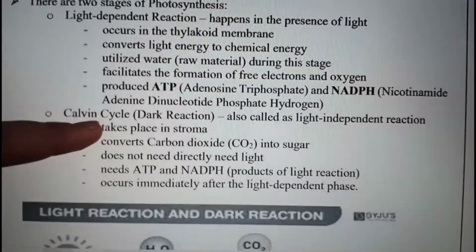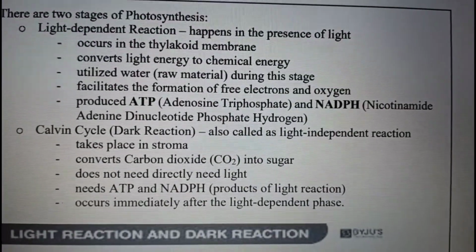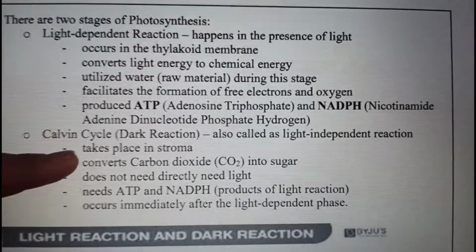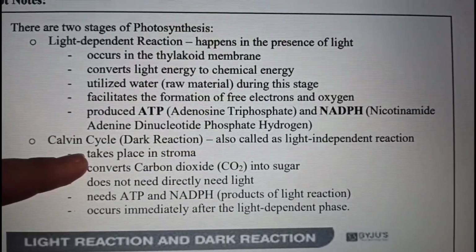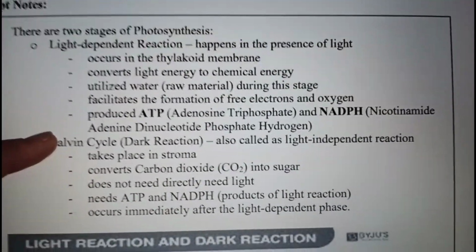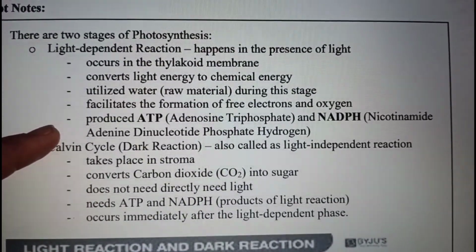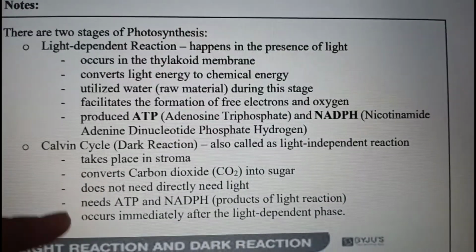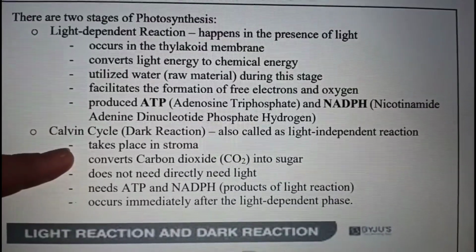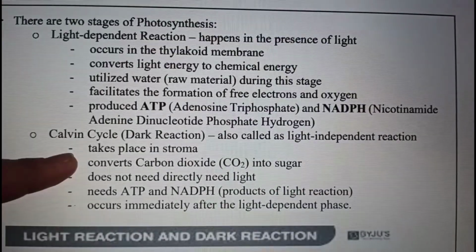or the Calvin cycle. So the first stage happens during the day. During the night is the Calvin cycle or the dark reaction. Of course, dark reaction meaning it has no light, or it is called the light independent reaction. It happens during night time. Where does it take place? It takes place in the stroma.